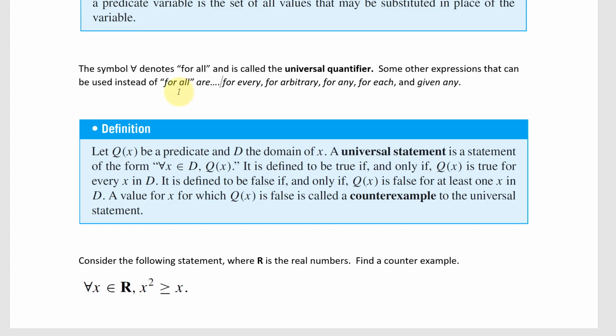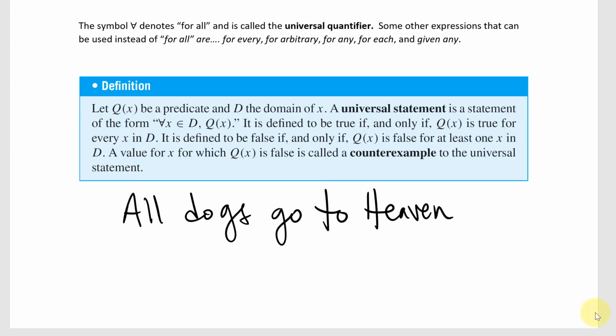So then moving on, we have a definition to work with. If we have some predicate Q of x and some domain D for that variable x, a universal statement is a statement of the form for all x element of D, Q of x. Let me give an example right here. When we say all dogs go to heaven, this is a universal statement, and we could put it in very formal language like this.